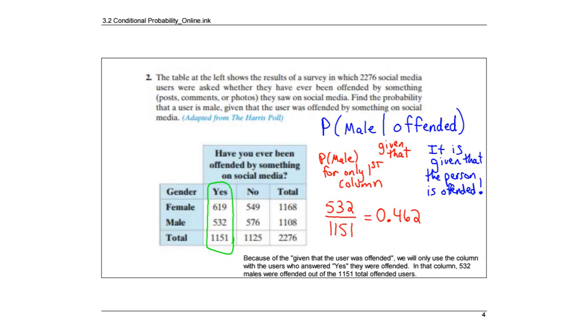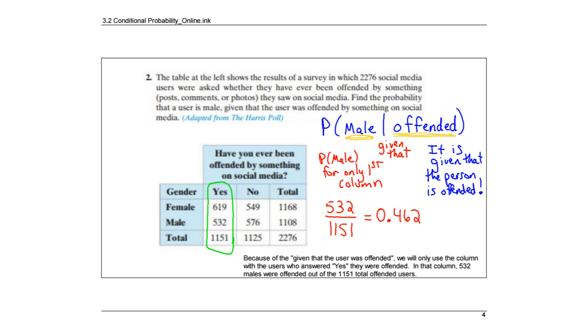Sometimes they give us a table. So this is a table that shows the results of a survey in which 2,276 social media users were asked whether they have ever been offended by something they saw on social media. Find the probability that a user is male given that the user was offended by something on social media.